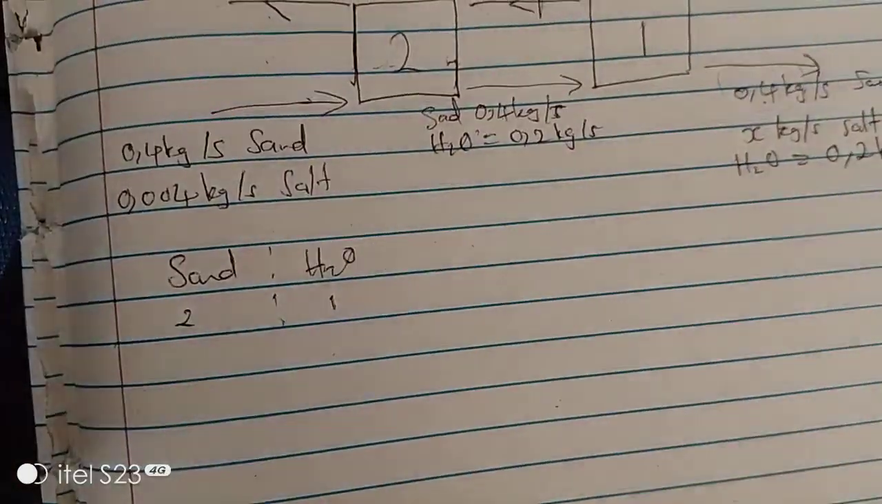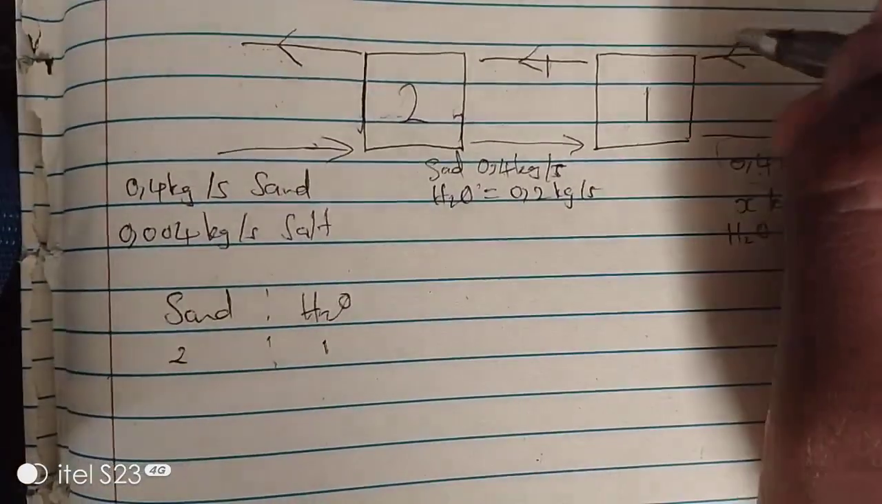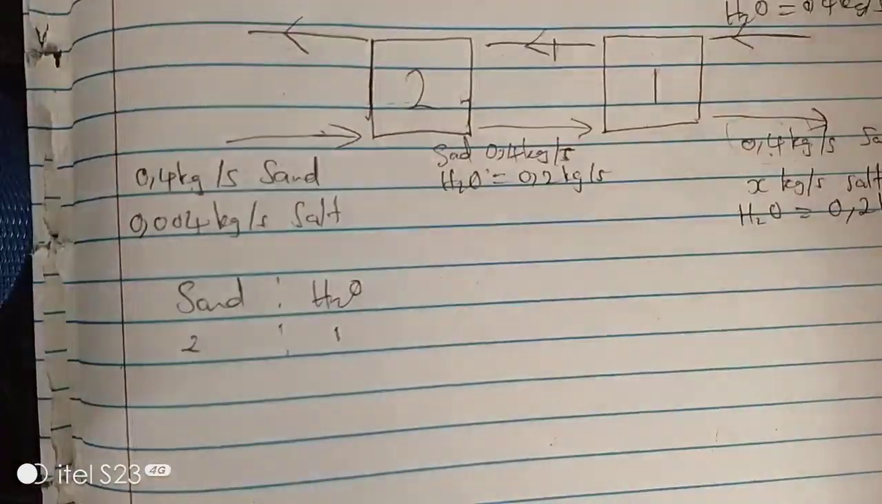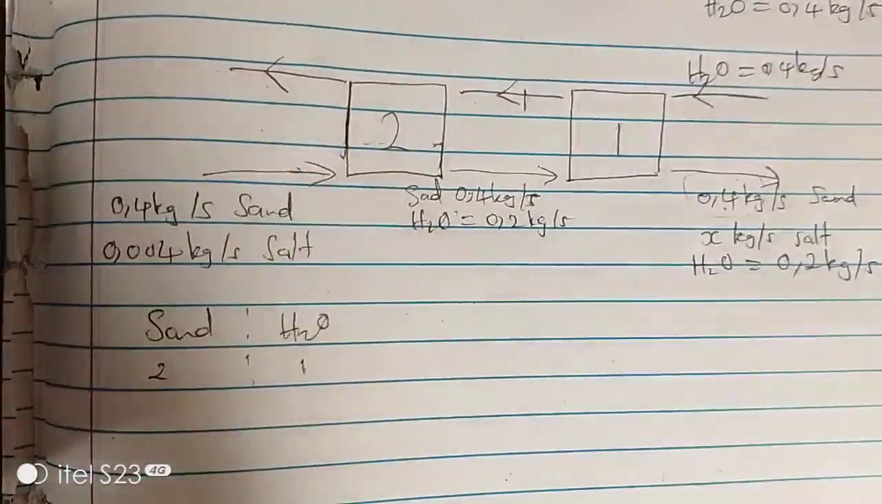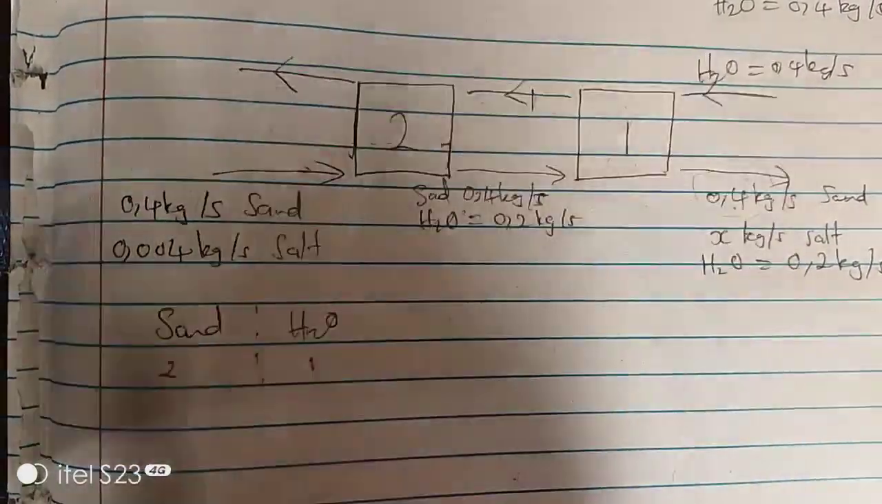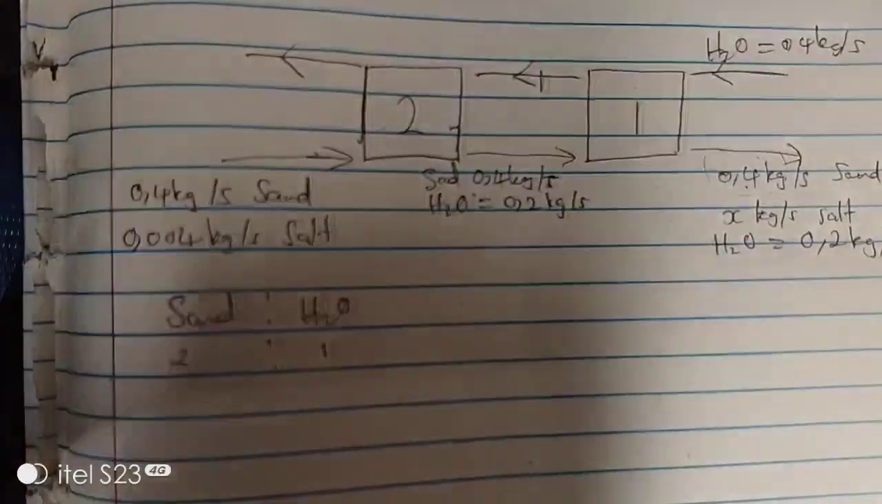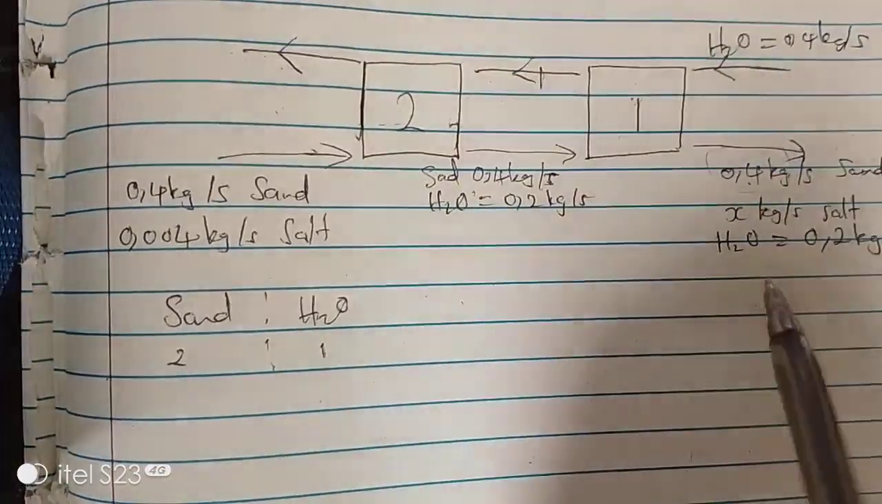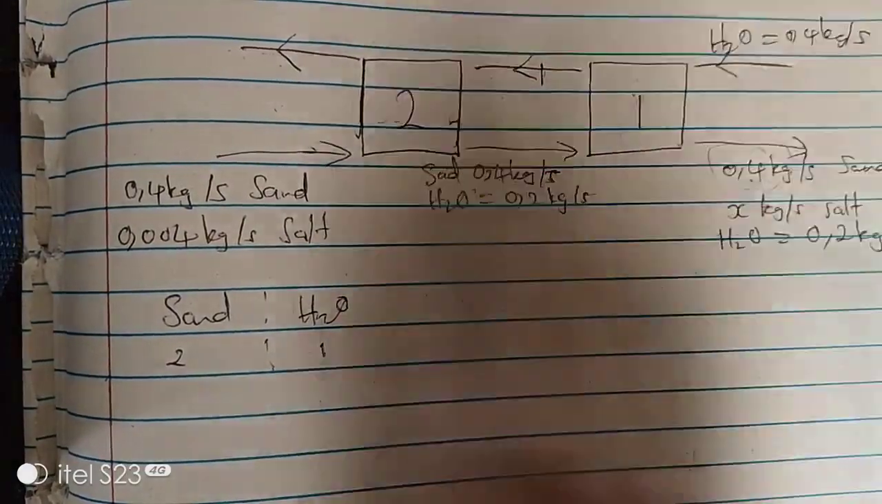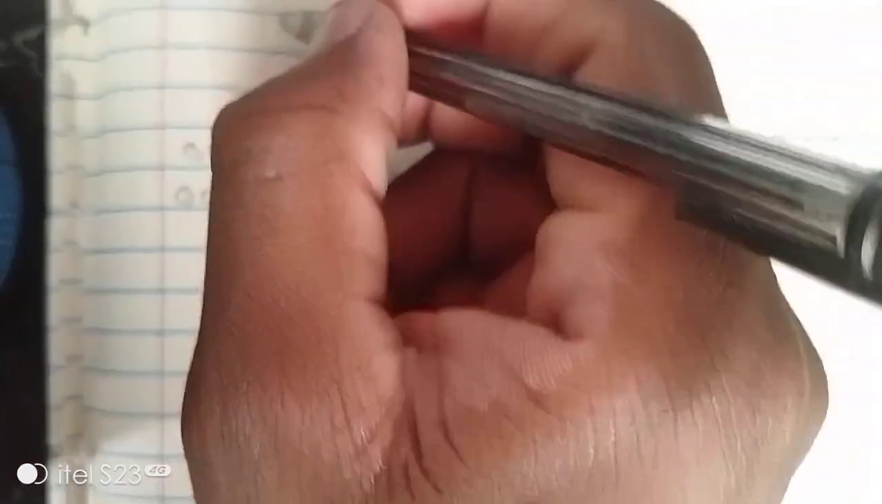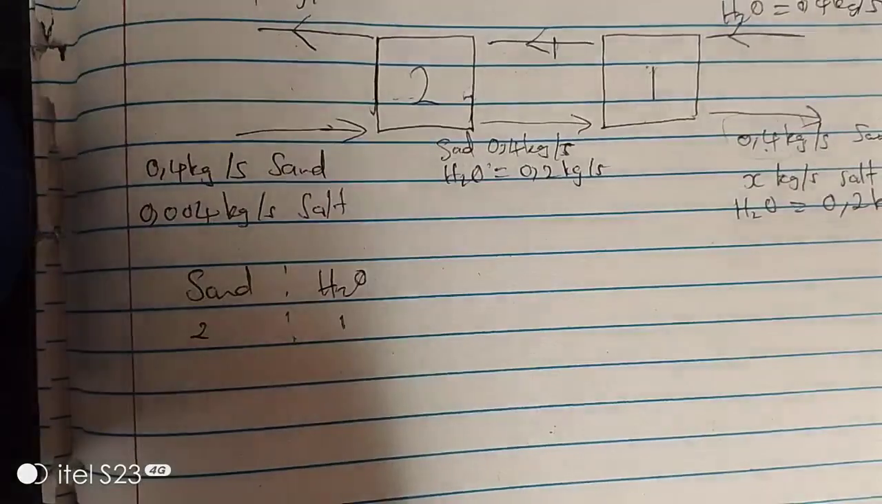Let's continue. Before we go any further, let me write 0.4 kgs per second of water so that you may see. Now let's do our water balance, right? If we're doing a water balance, we treat this system as a whole, so we look at the entrance and the exit. We've got 0.4 kgs of water entering, then 0.2 kgs of water leaving with the sand. Here we've got no water, so how much water is leaving here? 4 minus 2, we've got 0.2 kgs of water leaving here, right? Hope this is clear.